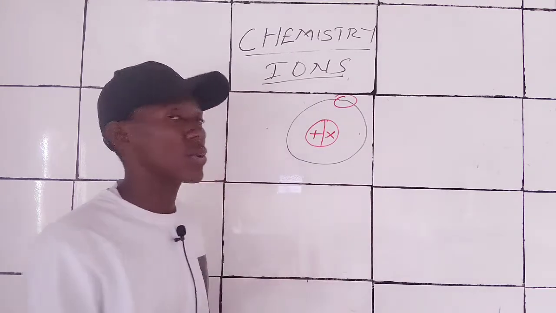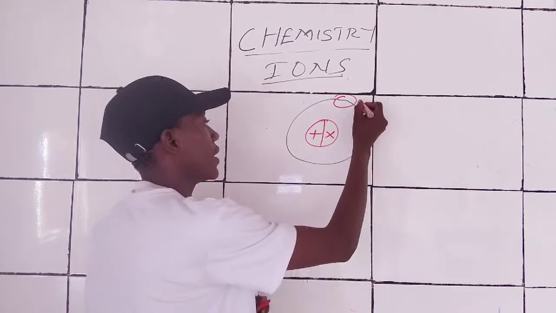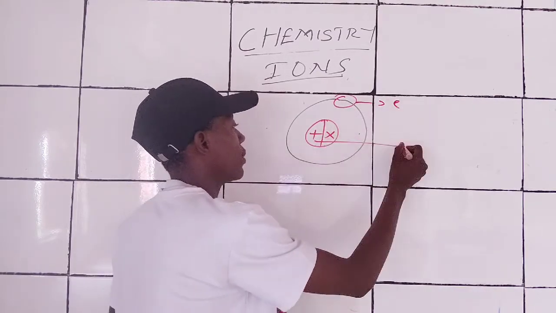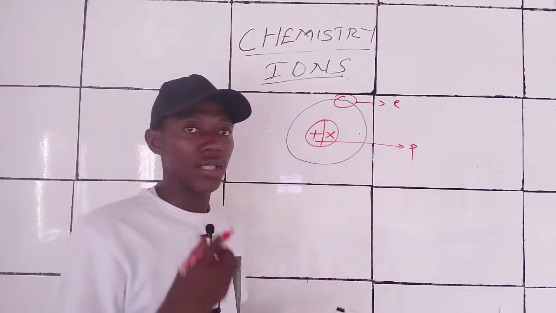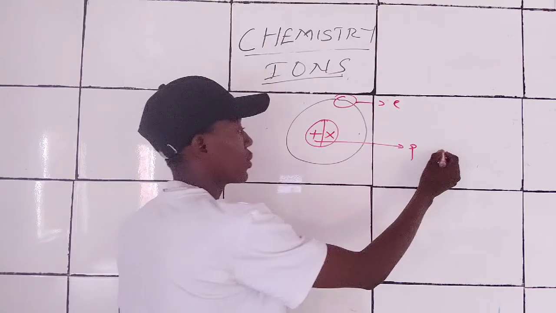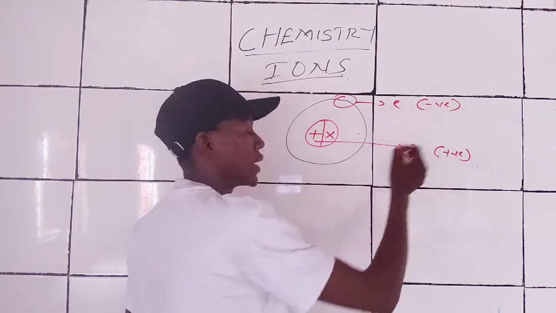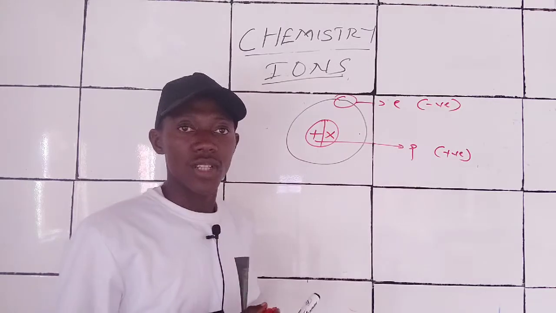So I have the structure of the atom here. As I've seen earlier, this is the electron, and then we have the proton inside the nucleus. Now these are the only two particles that have charge. We say the proton is positive and the electron is negative. So now these are the two charges we have.